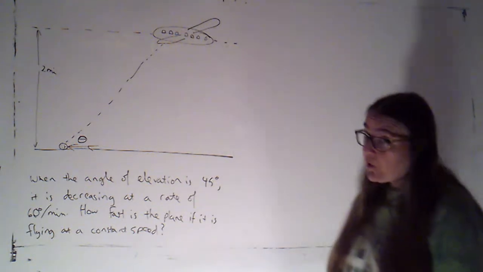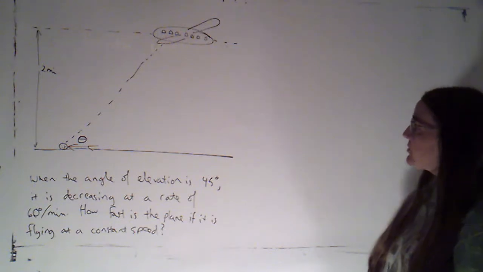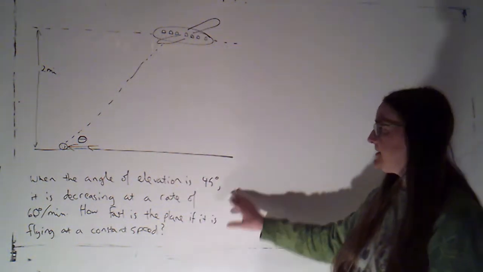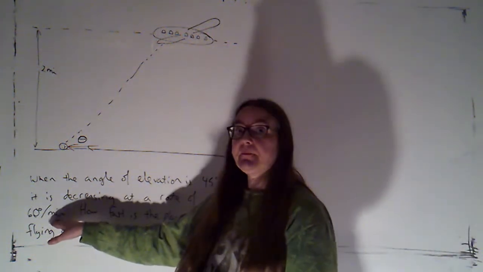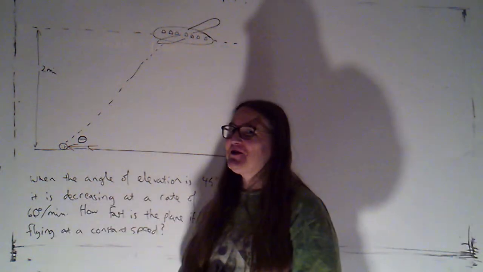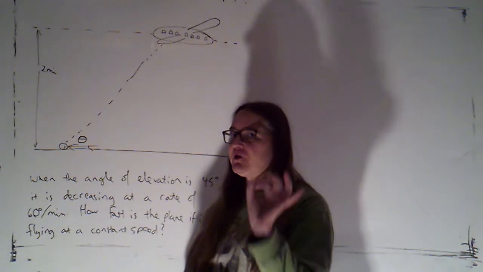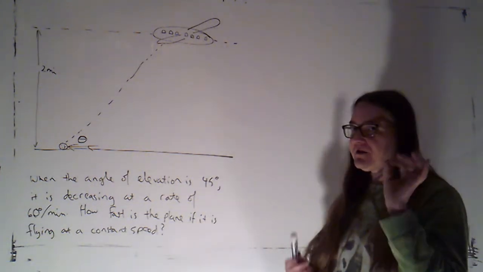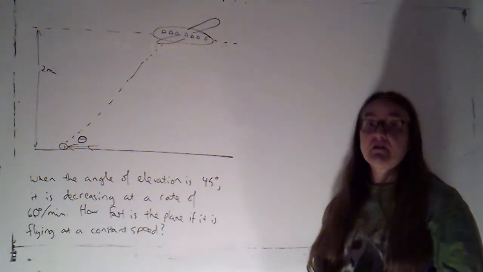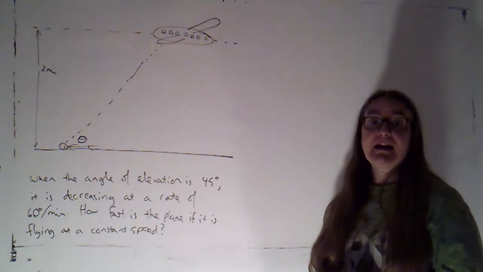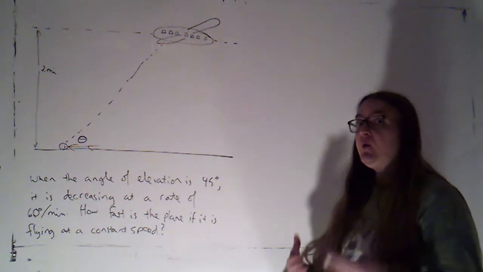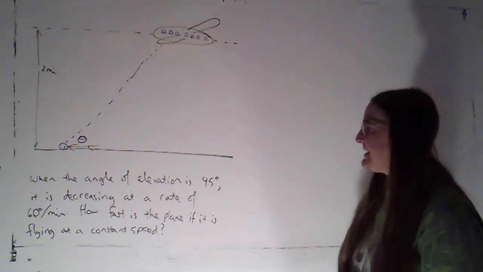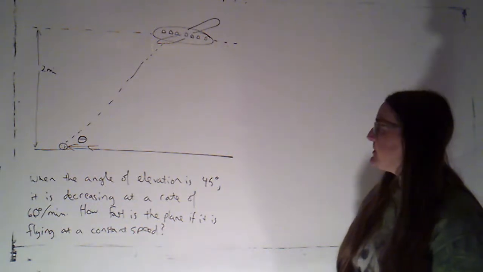Okay. Your other task is that we are told that when this angle of elevation is 45 degrees, it's decreasing at a rate of 60 degrees per minute. Now, I purposely gave you things in degrees. You will have to convert to radians because the derivatives of the trig functions, those formulas that we know, assume that we are measuring things in radians. If we measure in degrees, we would get a multiple of those formulas. So you've got to convert to radians before you do this problem.